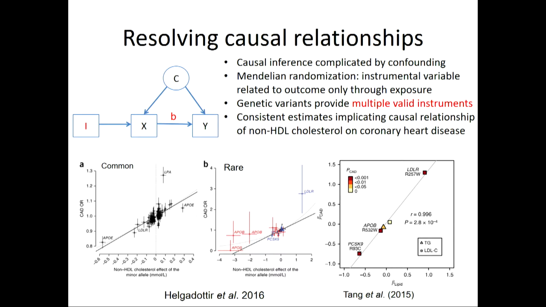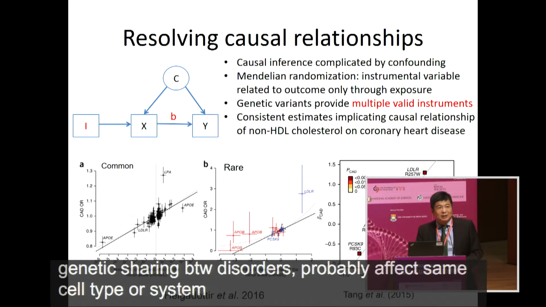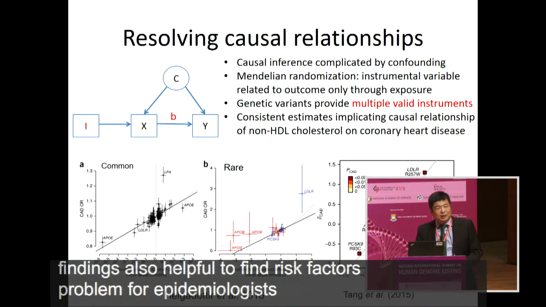And our genetic findings from common disorders have also been helpful to epidemiologists who have tried to uncover the causal relationship between risk factors and diseases. This is because one of the problems for epidemiologists is confounding: even when a risk factor and a disease are associated, it could be because of some confounder. And one solution is to use an instrumental variable which can only affect the disease outcome through the risk factor.